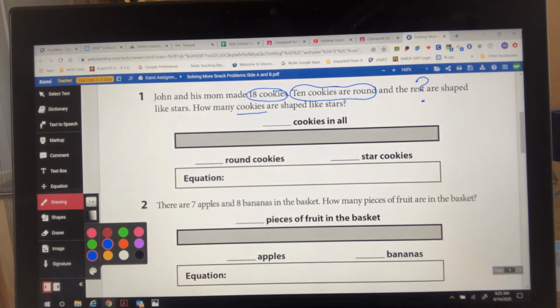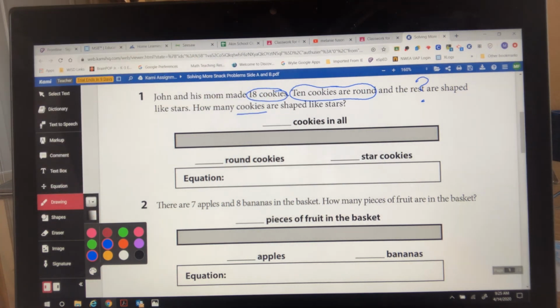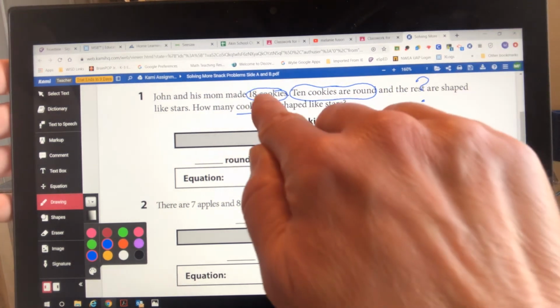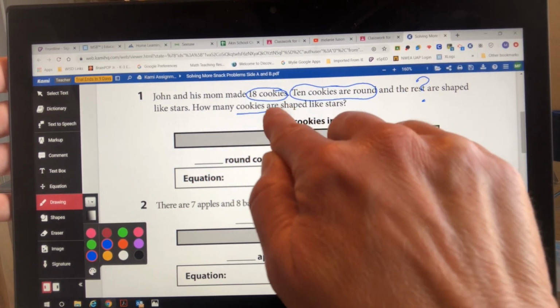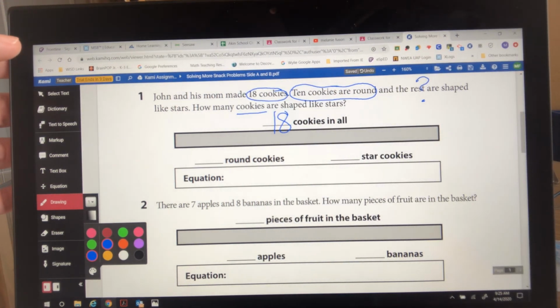Okay, so let's go through and talk about this. We want to know how many of them are shaped like stars. So let's go back through the story. John and his mom made 18 cookies. Now, is that all the cookies they made or part of the cookies they made? Well, in the story, they didn't make more cookies. They just made 18 cookies. And so those 18 cookies are the whole. That is how many there are in all.